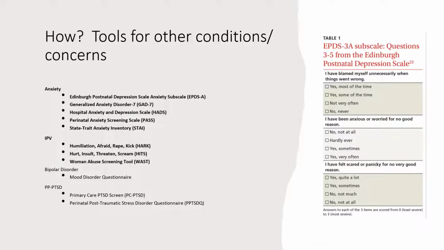The GAD-7 is another short questionnaire commonly used in primary care settings. And the other scales mentioned on the slide are longer, but again, more effective at monitoring change over time. And for reference, I've also added some validated scales for bipolar disorder, intimate partner violence, and postpartum PTSD.